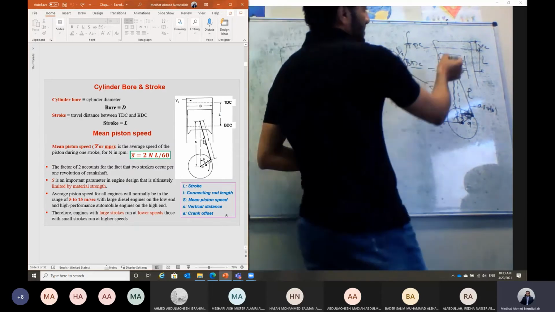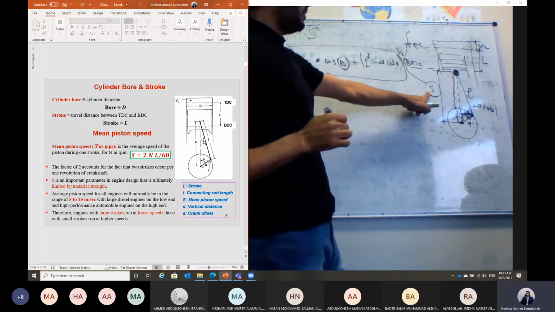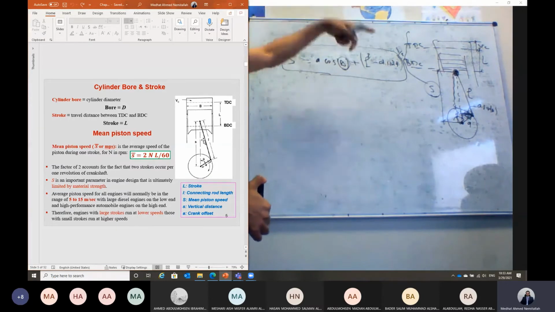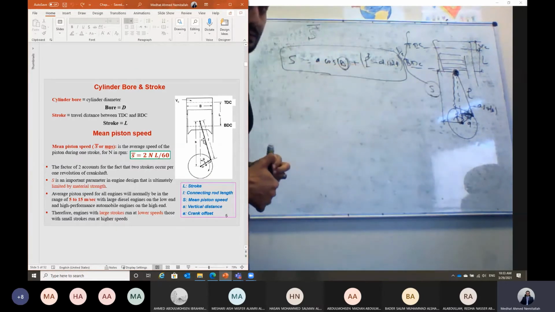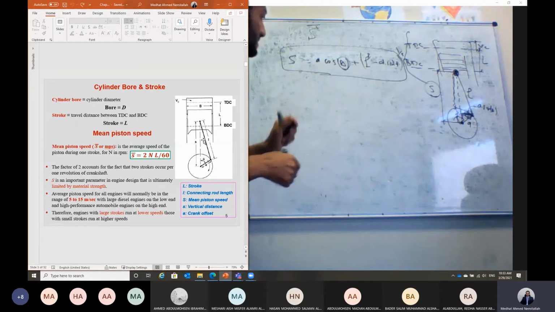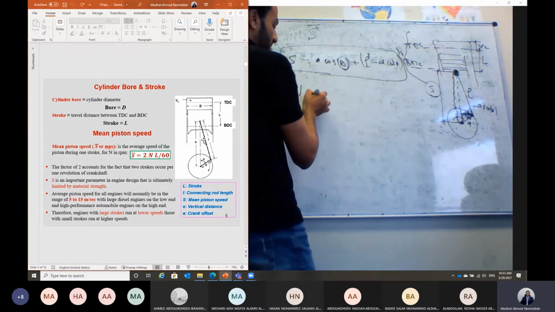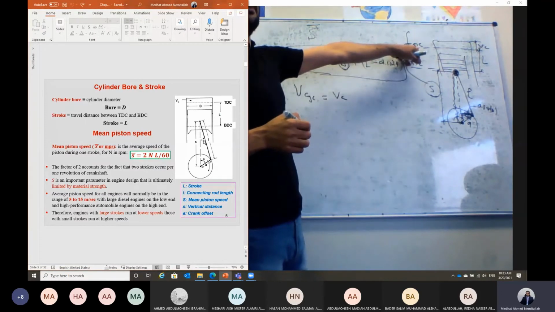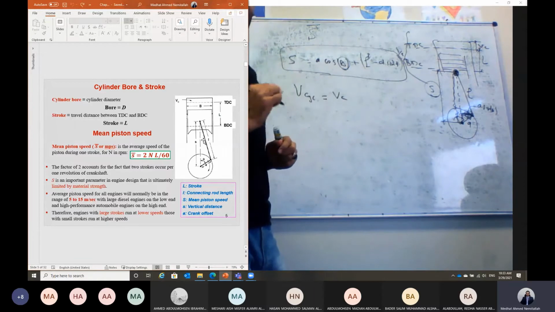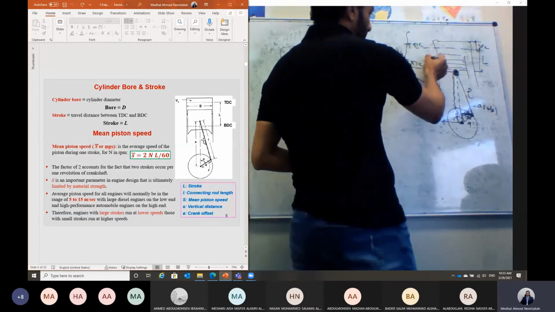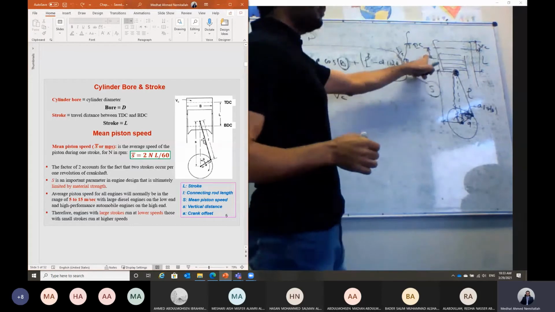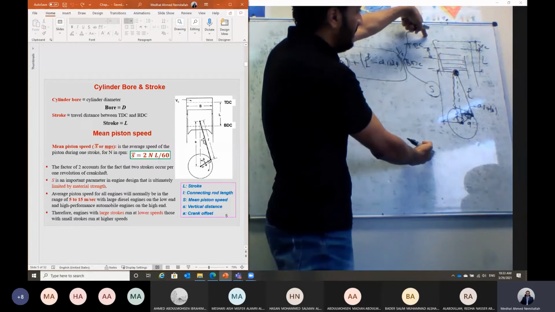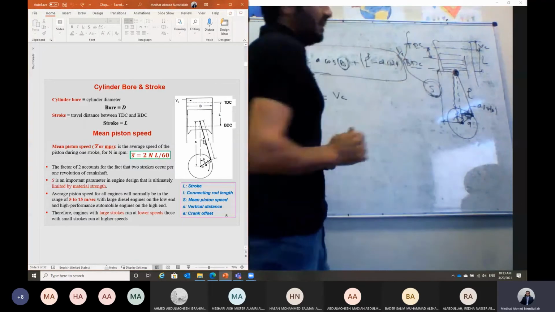Okay, when the piston is at the top dead center, what does this distance S equal? S will equal A plus L, L plus A, exactly. So in this position, the volume of the cylinder will equal the clearance volume, V clearance. But when it moves a little distance, this distance will equal the difference between L plus A, which is the maximum distance, minus the distance S at any angle theta.